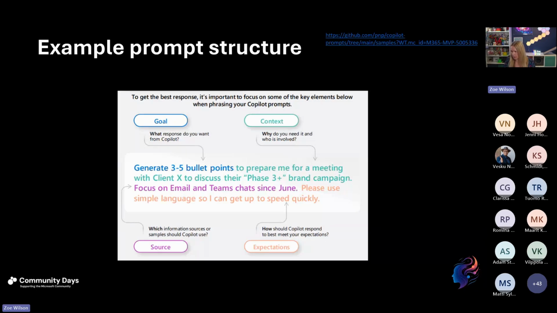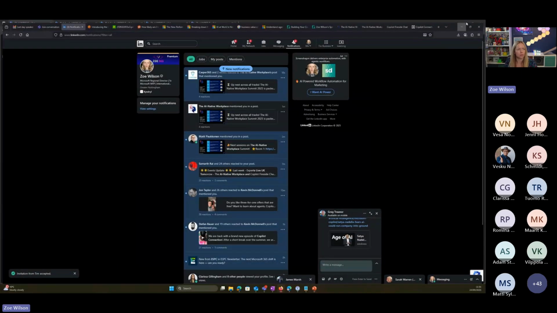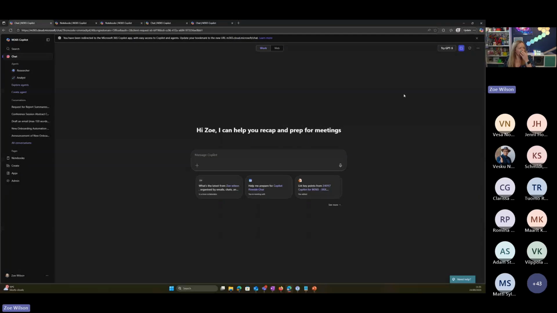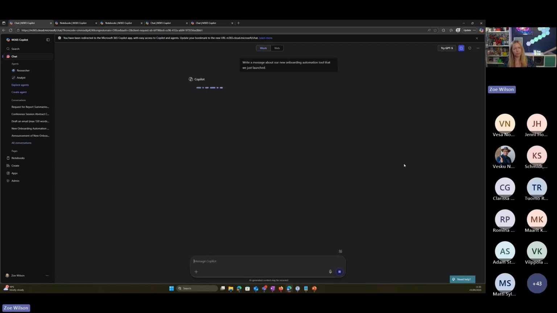So please pray with me that the demo gods are going to be nice, but we'll show this in a little bit more detail. Okay, so I'm in Copilot, and I am going to give it a simple prompt. So I'm going to ask it to write a message about our new onboarding automation tool that we just launched.